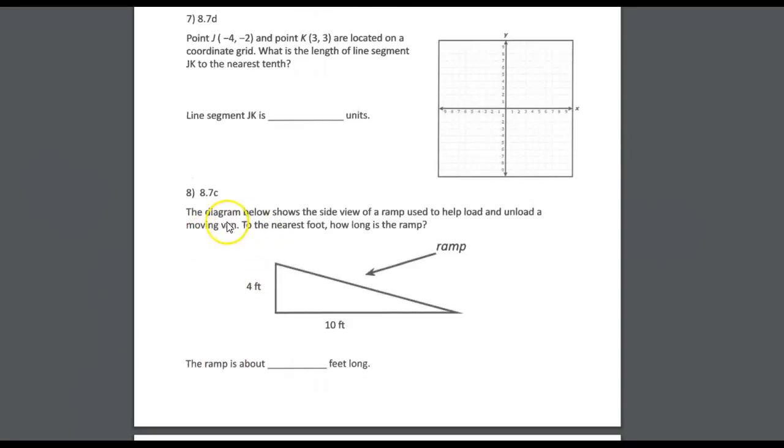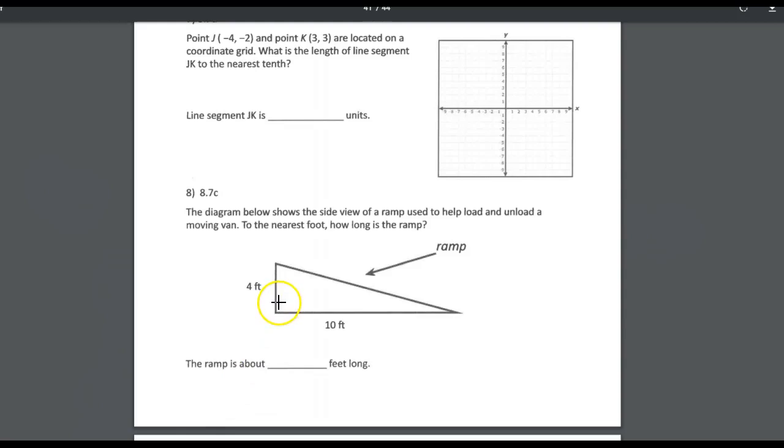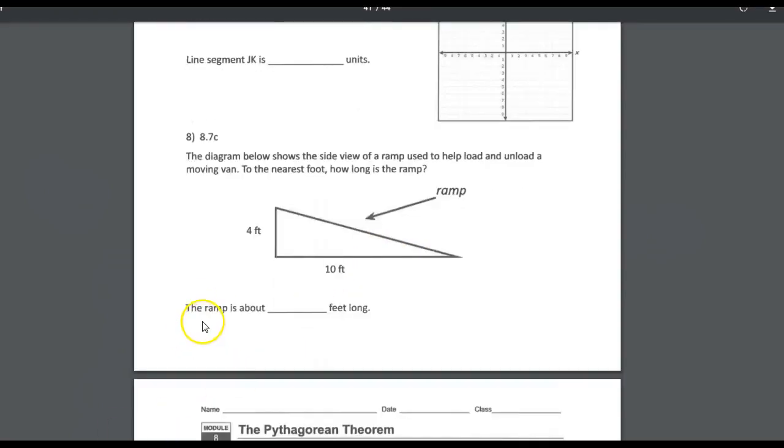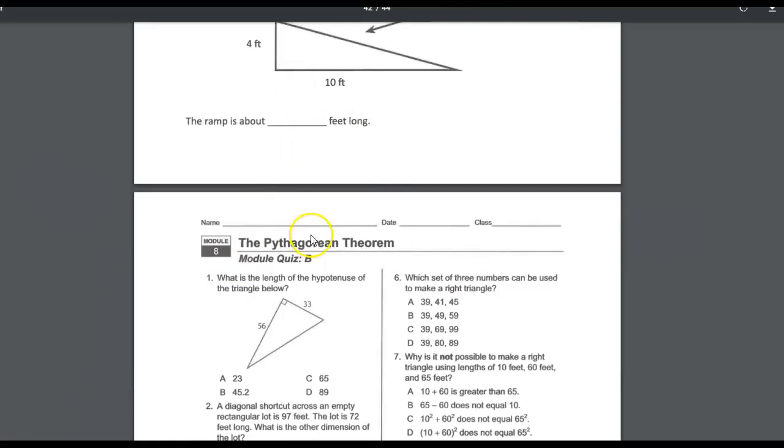Number 8. Okay, the diagram shows the side view of a ramp. To the nearest foot, how long is the ramp? Okay, so you have your legs, and you need to find the hypotenuse. Okay? Okay, that's it for the review on that.